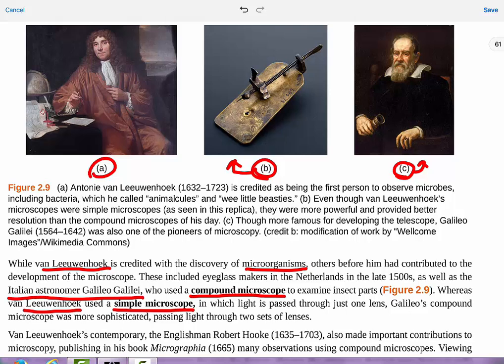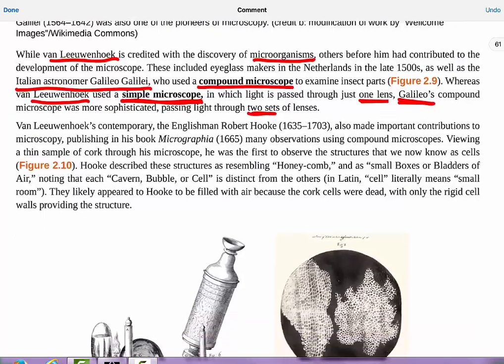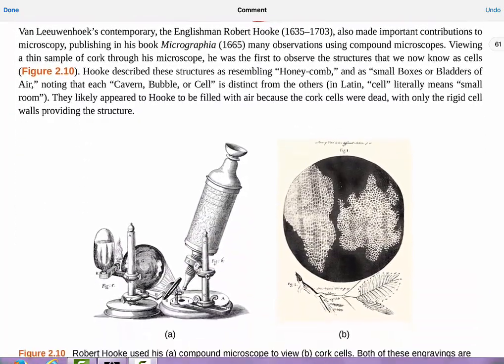In a compound microscope, we see more than one set of lenses. So down here it mentions Galileo's compound microscope was more sophisticated, and it passed the light through two sets of lenses, versus van Leeuwenhoek's microscope, which is a simple microscope, going through one lens. So that's the difference between a simple microscope and a compound microscope. Simple is using one lens, and a compound uses more than one lens, in this case two.